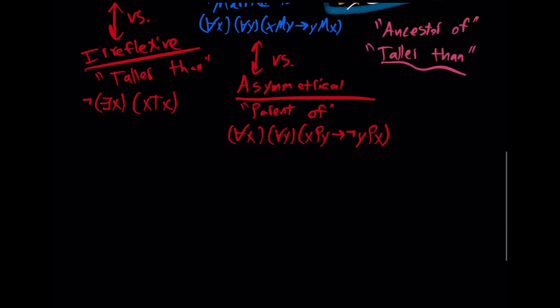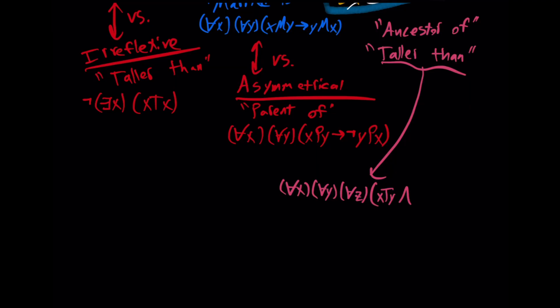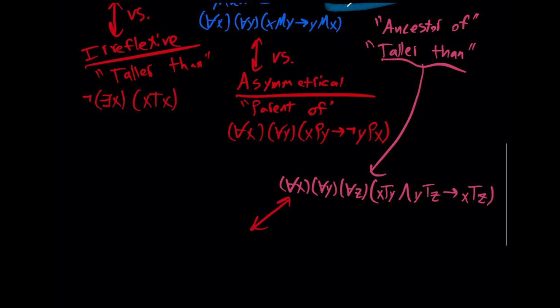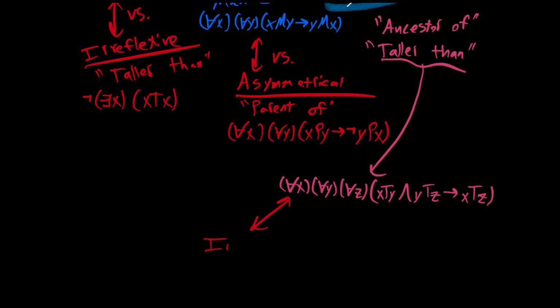So here, note that we have three quantified variables because we're thinking about three different people or three different things. For all x, for all y, for all z, if x is taller than y, and, where that symbolizes and, y is taller than z, then x is taller than z. In contrast, let's think about something that's intransitive.